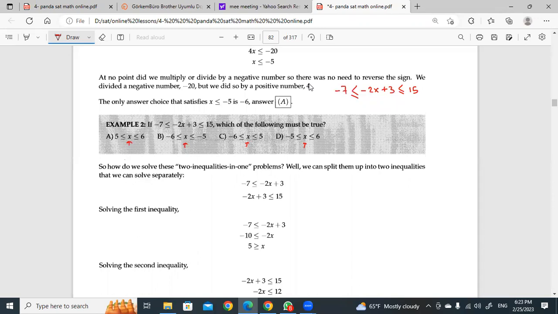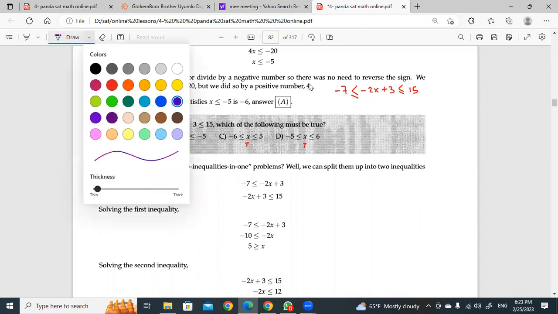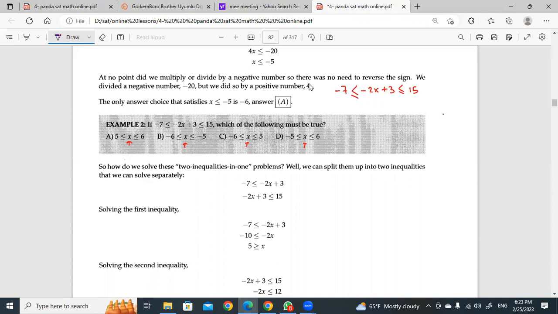So first of all, I have to get rid of the plus, the strong relationship. The addition or subtraction is the strongest relationship that I have to get rid of first. So I have to get rid of the positive 3. To get rid of the positive 3, I have to subtract 3 from each term. So this will be negative 7 minus 3. Does this sign change? No.